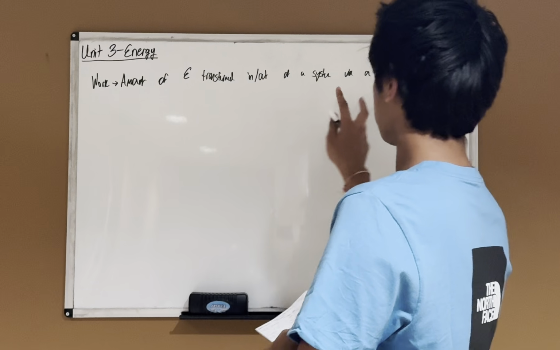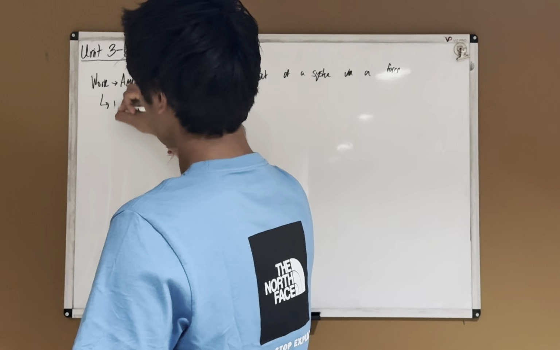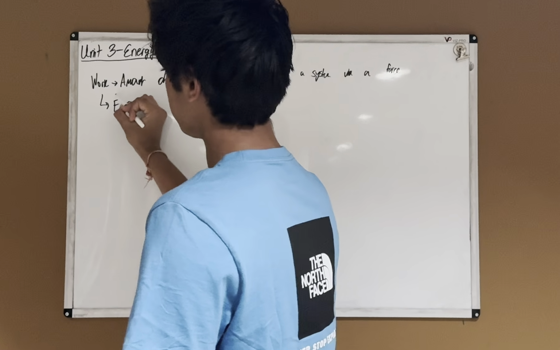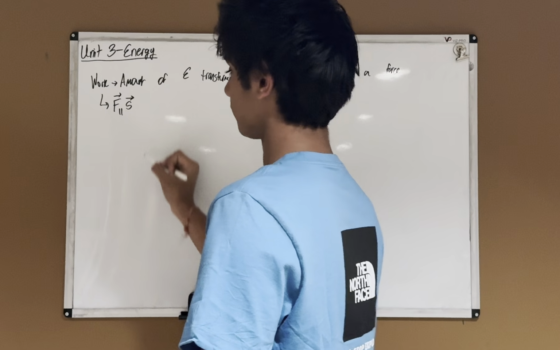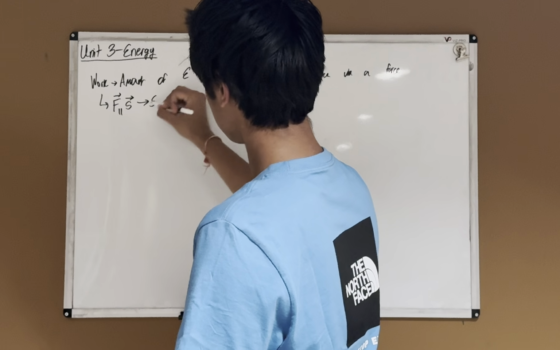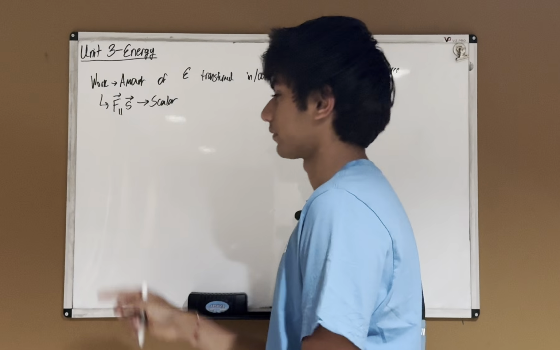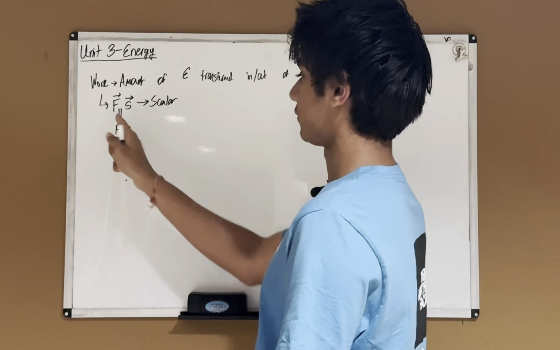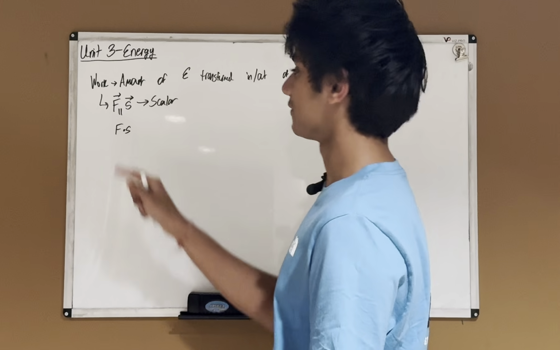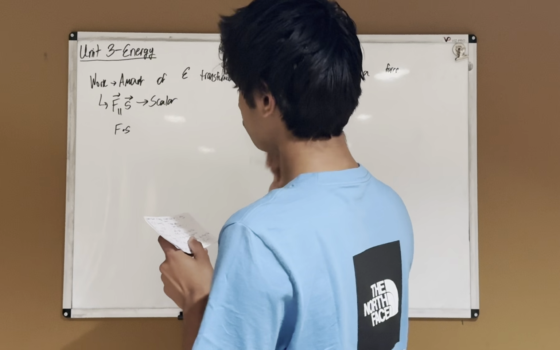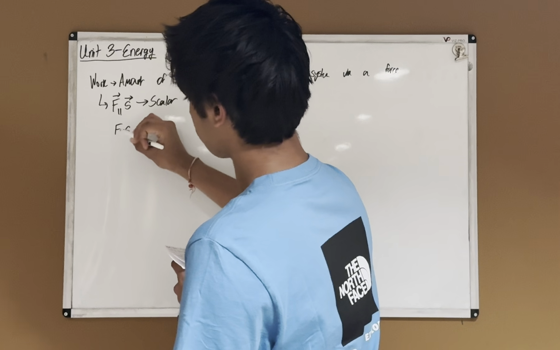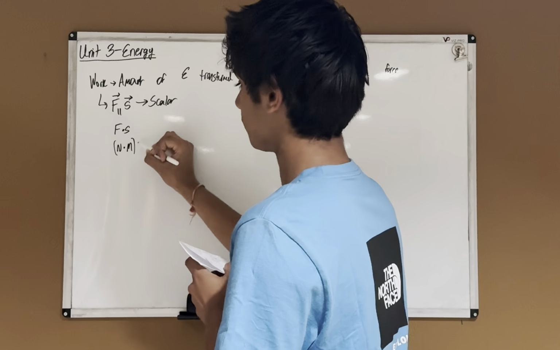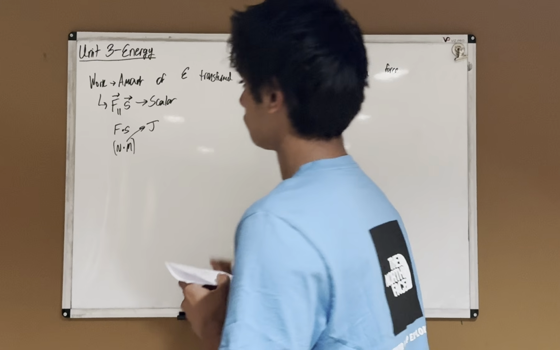So the formula for work based on this definition is equal to force parallel times displacement s. Force is a vector, displacement is a vector, but work is a scalar, because we're doing the dot product of force times displacement, taking the parallel component of force. The units for work are newtons times meters, so newton meters, which is equal to joules. So the unit for work is joules.